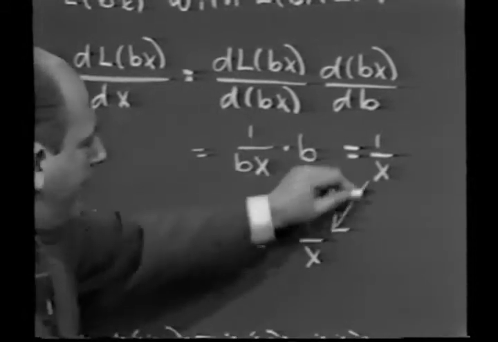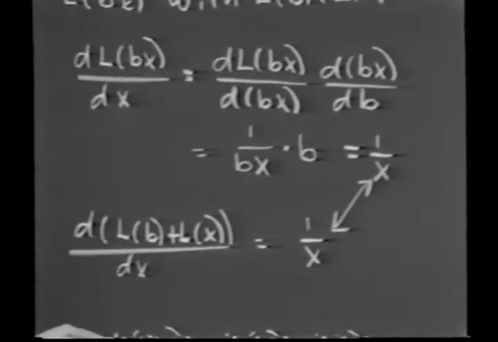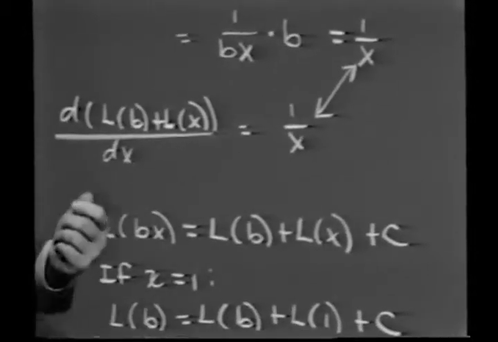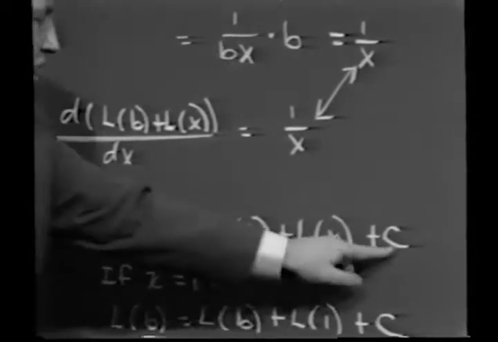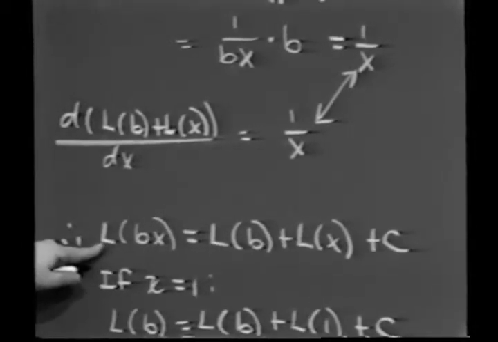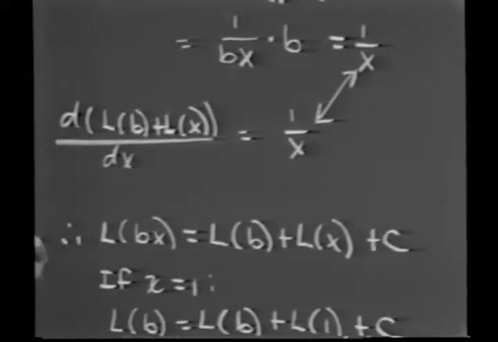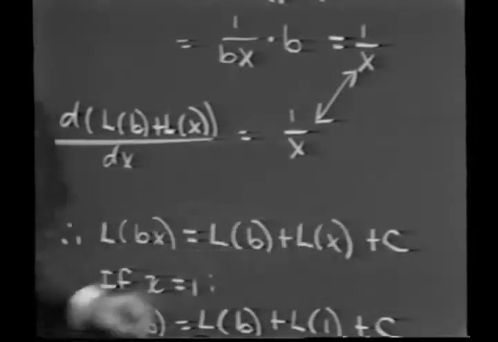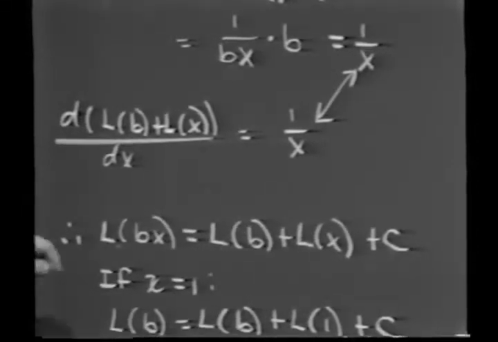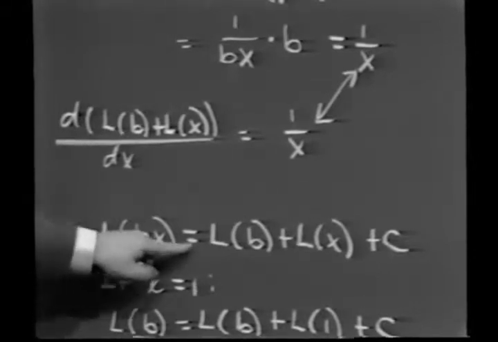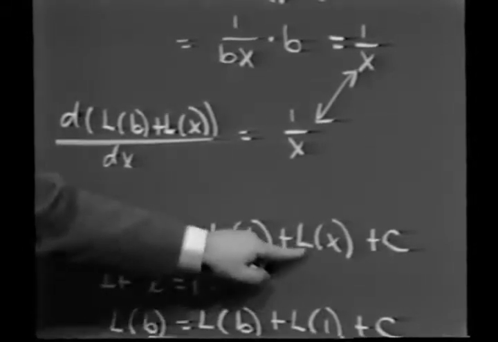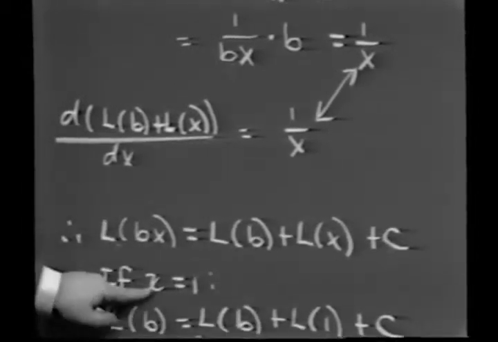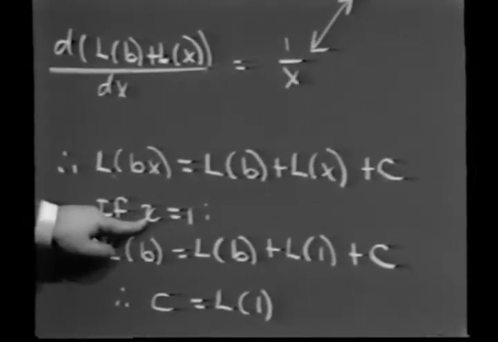And now you see, comparing these two results, we see that L of bx and L of b plus L of x have the same derivative. Hence, they differ by a constant, which I'll call c. Notice that capital L is what I call almost logarithmic. If it weren't for this constant c, it would be a logarithmic function. At any rate, we know that capital L of bx is equal to capital L of b plus capital L of x plus some constant c.